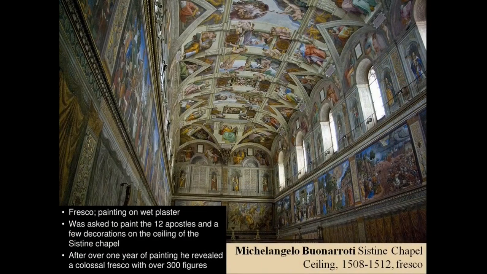Michelangelo was famous not only as a genius sculptor, but also as an architect and a painter. He created a fresco cycle, paintings on wet plaster. The frescoes on the Sistine Chapel ceiling were created by this master from 1508 to 1512. He was asked to paint the 12 apostles and a few decorations on the ceiling of the chapel. And after a year of painting, he revealed a colossal fresco with over 300 figures.